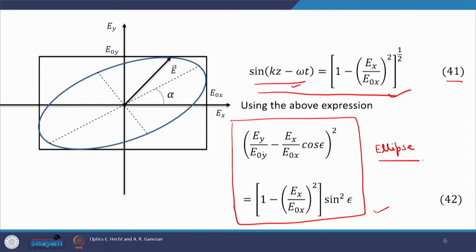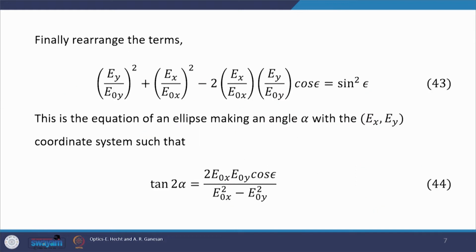And what then is this epsilon? We know that this epsilon was the initial phase difference between the two electric field components, which were Ex and Ey. This epsilon decides the ellipticity or orientation of the ellipse. How does it define it?